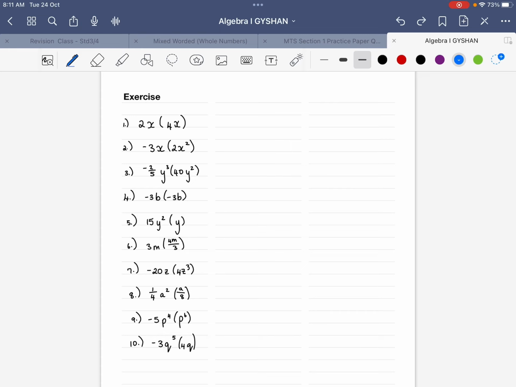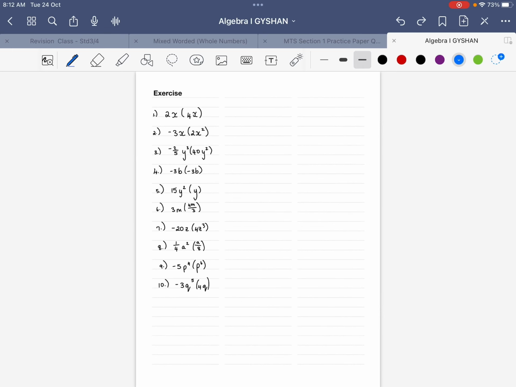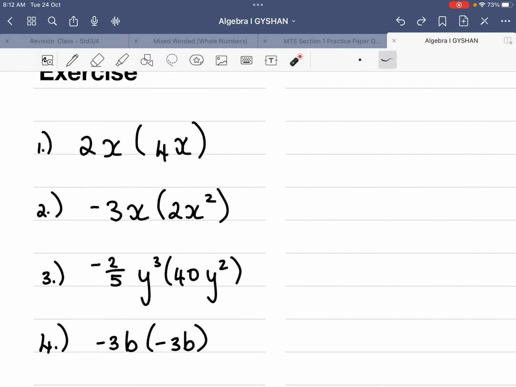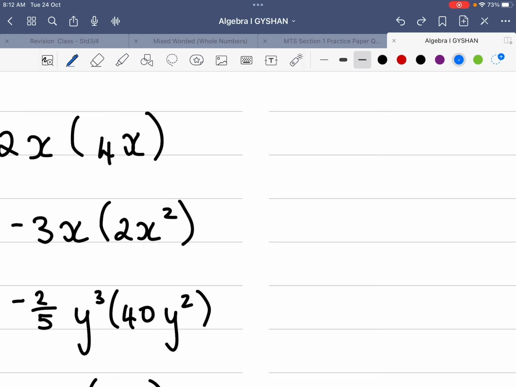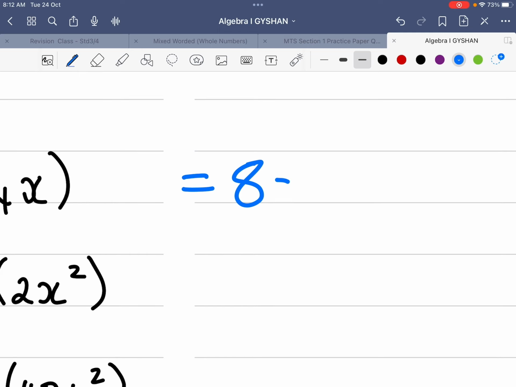Let's take a look at some more multiplication of algebraic terms. I will do this exercise with you and a few examples, and then I'll give you another exercise. Number 1, 2 multiplied by 4 is 8. So that will be 8. X multiplied by x will give you x squared.